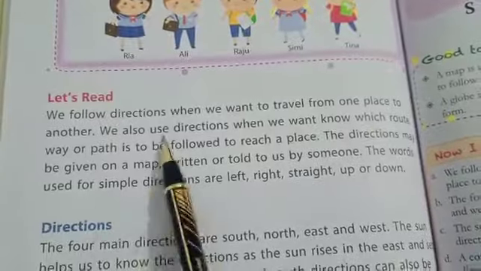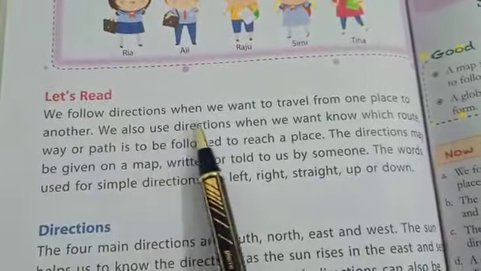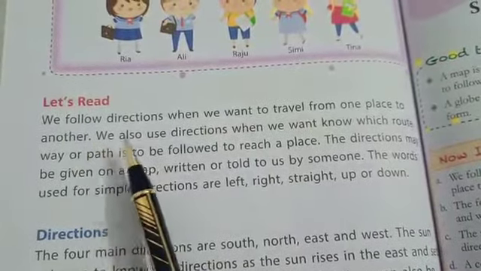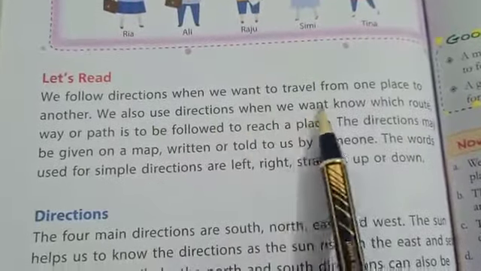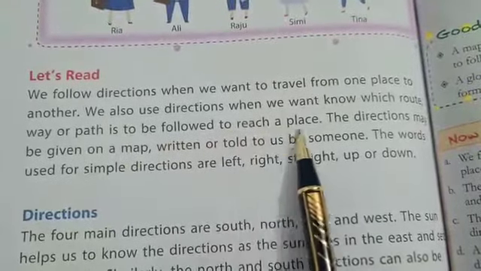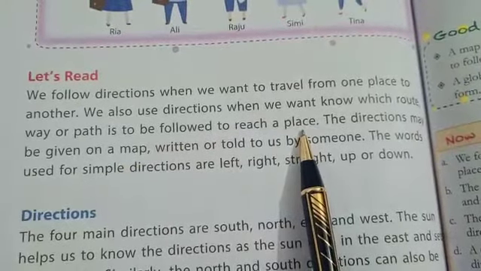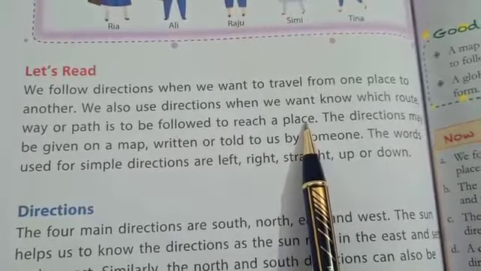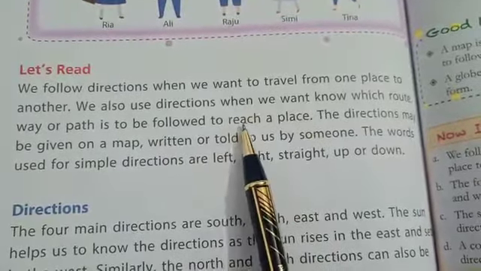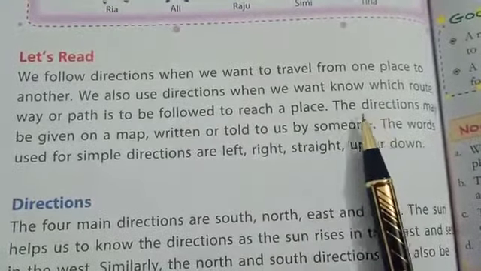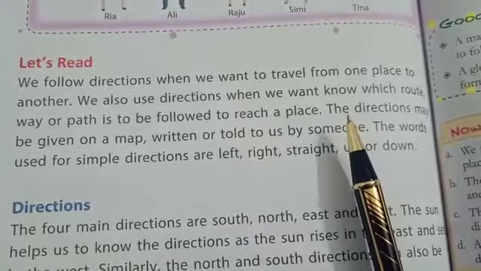So let's read. We follow directions when we want to travel from one place to another. We also use directions when we want to know which route, way or path is to be followed to reach a place. When we go in a car and we don't know where that place is, we use Google Maps. So Google Maps tells us directions on how we can reach that place. So there are many ways to reach that place.